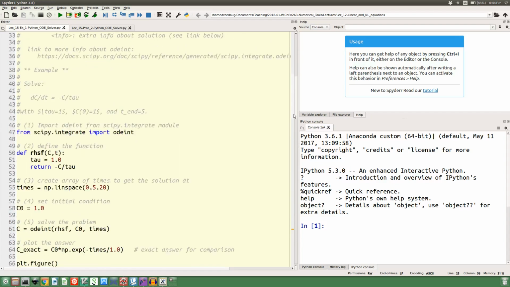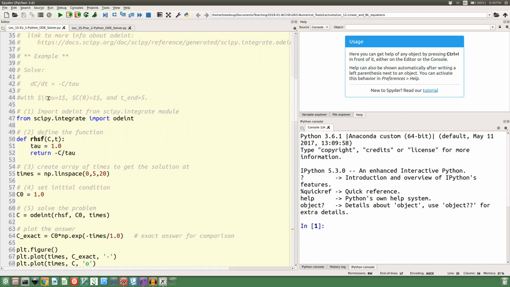Okay, so an example. The example we're going to do is to solve this differential equation, which is dc/dt equals minus c over tau. We're going to use the parameter tau equals 1. We're going to use the initial condition c is initially equal to 1. And then we're going to go from 0 to the final time, which is 5.